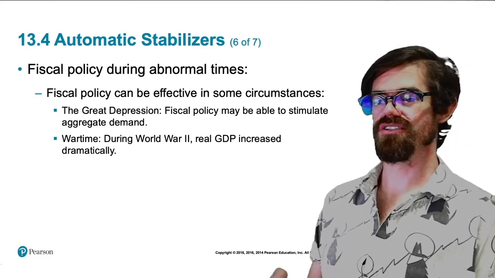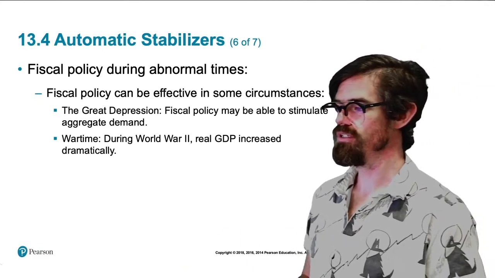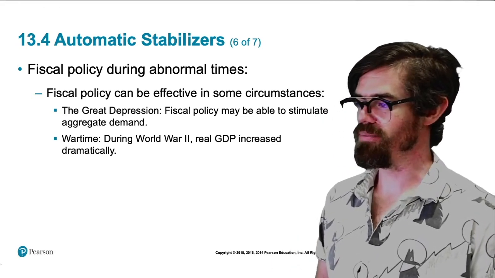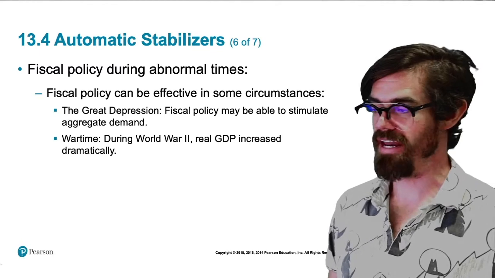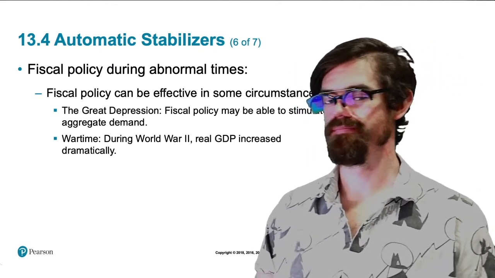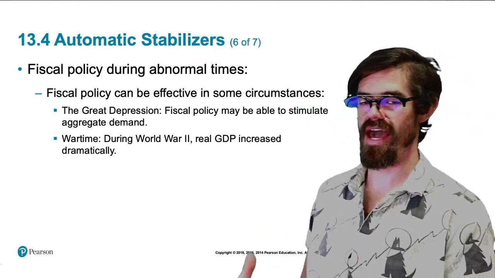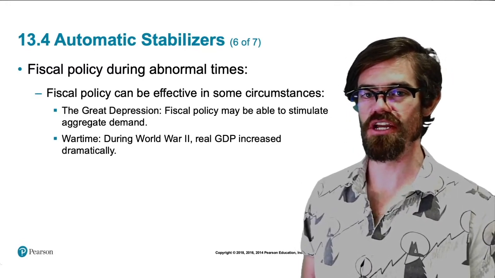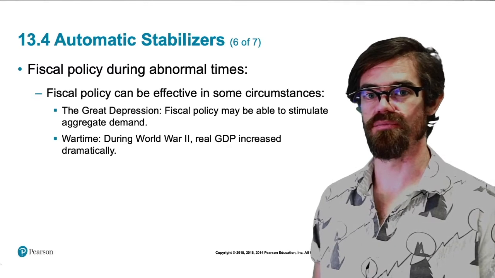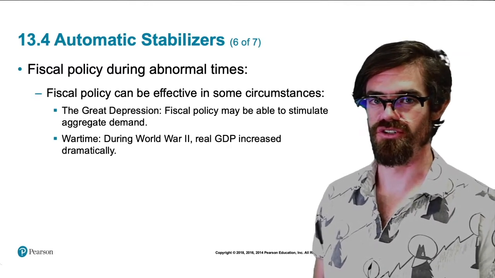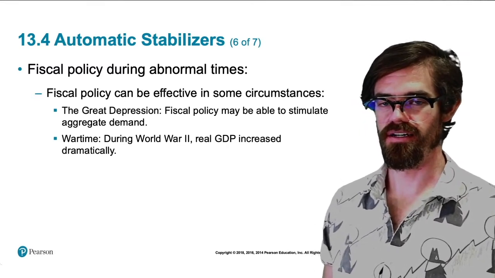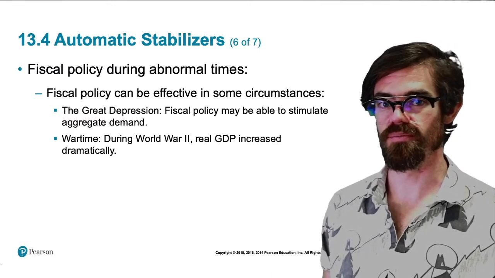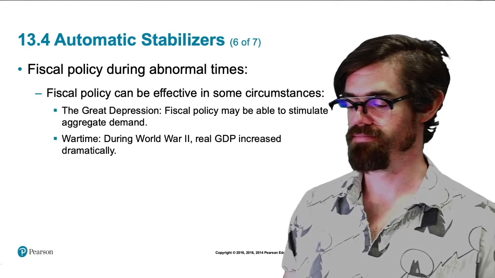And we actually see this during times of war. So during World War II, when there was a huge increase in government spending, real GDP increased dramatically. We are facing sort of abnormal times right now, and the government has spent close to $3 trillion in just a matter of months. Huge, huge amounts of money. And so basically what they're trying to do is prevent us from going into another Great Depression.